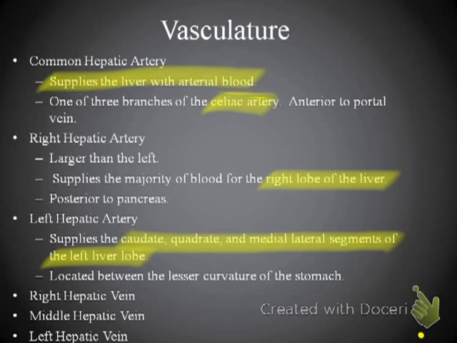So the thing to keep in mind is just what I have highlighted here, that the common hepatic supplies the liver with arterial blood, and it's a branch of the celiac artery. The right hepatic artery supplies the right lobe of the liver, and the left hepatic artery pretty much supplies everything else. So hopefully this will help you keep things a little more manageable and a little more straightened out as we look at further parts of the anatomy of the abdomen.